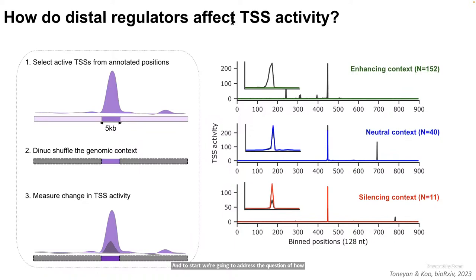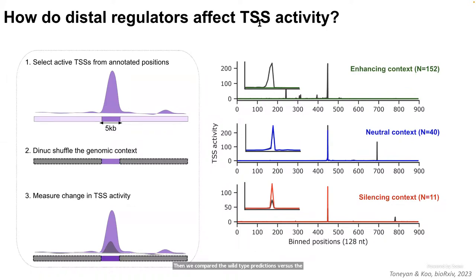So to address this, we selected around 4,000 sequences centered at active genes. For each sequence, we dinucleotide shuffled the nucleotides everywhere in the sequence except for a 5 kilobase tile in the center of the sequence containing the TSS. Then we compared the wild type predictions versus the perturbed predictions. And we observed three scenarios depicted here.